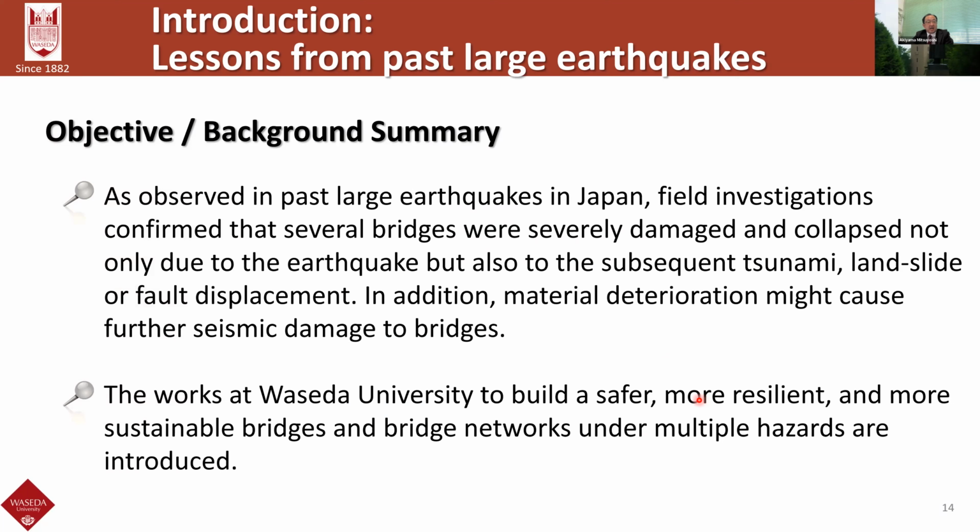Okay, so here is a background summary. As observed in past large earthquakes in Japan, field investigation confirmed that several bridges were severely damaged and collapsed, not only due to the earthquake, but also to the subsequent tsunami, landslide, or fault displacement. In addition, material deterioration might cause further seismic damage to bridges. So the works at Waseda University to build safer, more resilient, and more sustainable bridges and bridge networks under multiple hazards are introduced today.